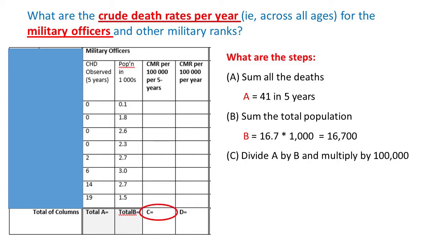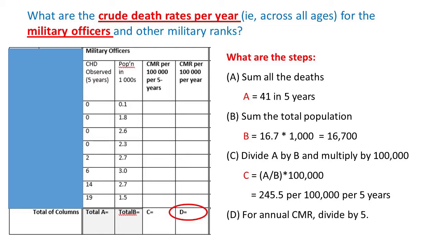By dividing A by B, we have crude death rate per 5 years, represented by character C in the last row. However, as the rate is too small, we multiply it with 100,000 to make the rate per 100,000 officers. We have C equals 245.5 deaths per 100,000 officers per 5 years. To calculate D, which is crude mortality rate per year, simply divide C by 5. So we have annual mortality rate is 49.1 deaths per 100,000 officers per year.